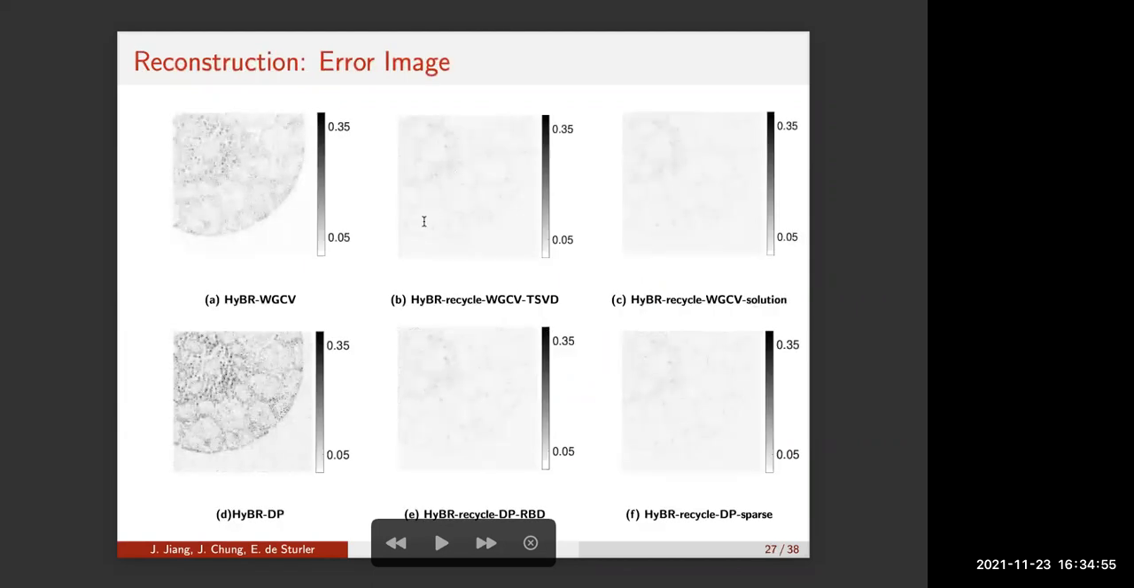If we check the error image, we use the reconstructed image minus the true image, so the darker means a larger error. For the hybrid method, since it touched the storage limit at 50, it had to stop. So we can see the error is larger than for the hybrid recycle. With the hybrid recycle we don't have this issue, so we can keep running this method until it converges.